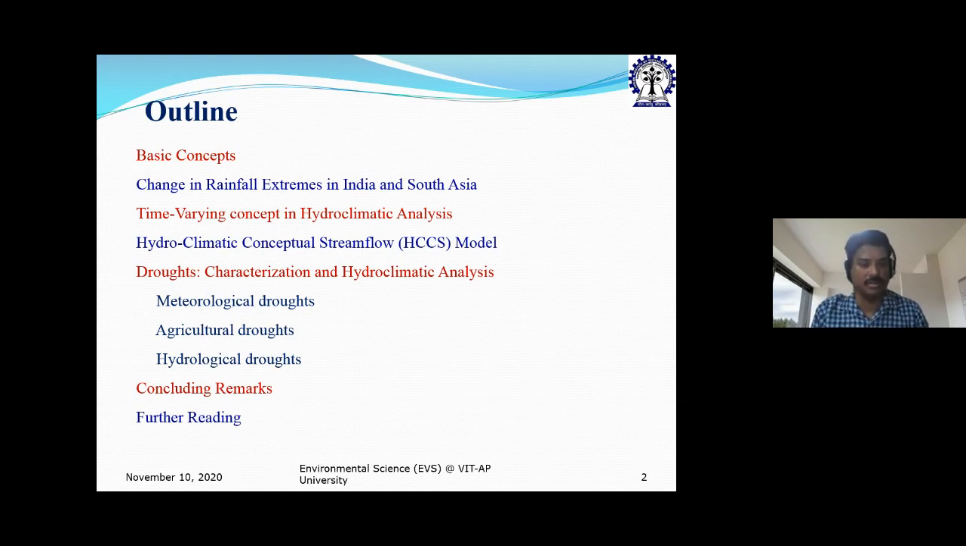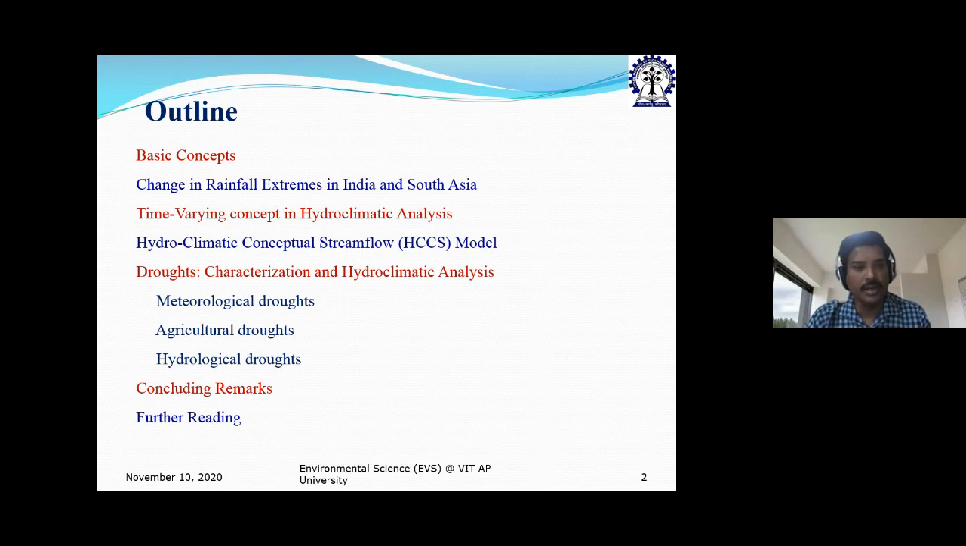And then come some aspects of droughts, their characterization and analysis. There are different types of droughts: meteorological drought, agricultural drought, hydrological drought. And then there are others also, like socioeconomic drought, but we will mainly focus on these three. And then some concluding remarks along with some further reading suggestions.